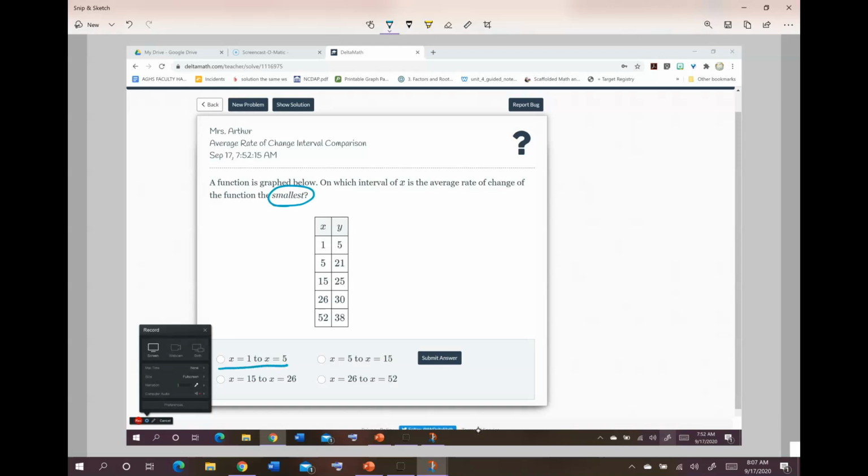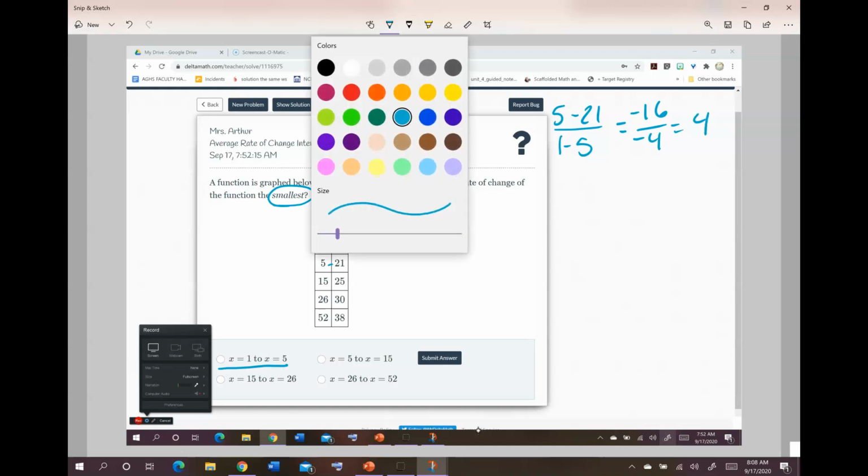Let's do this guy first, 1 to 5. So we're going to say 1 minus 5. 1's pair is 5. 5's pair is 21. So 5 minus 21 is going to be negative 16. 1 minus 5 is going to be negative 4. Negative 16 divided by negative 4 is a positive 4. All right. So next one.